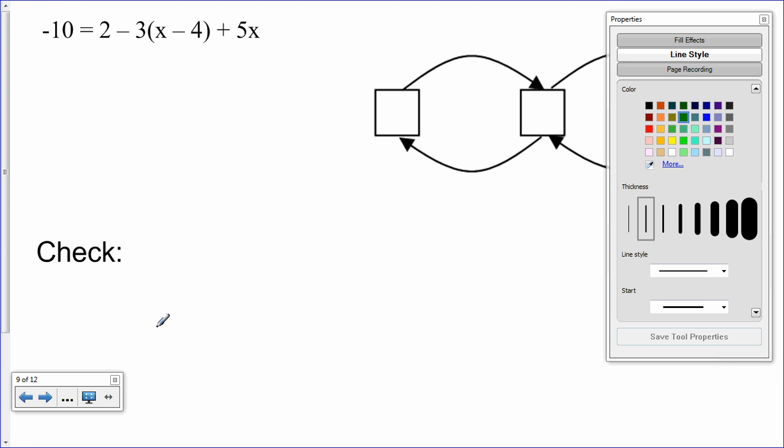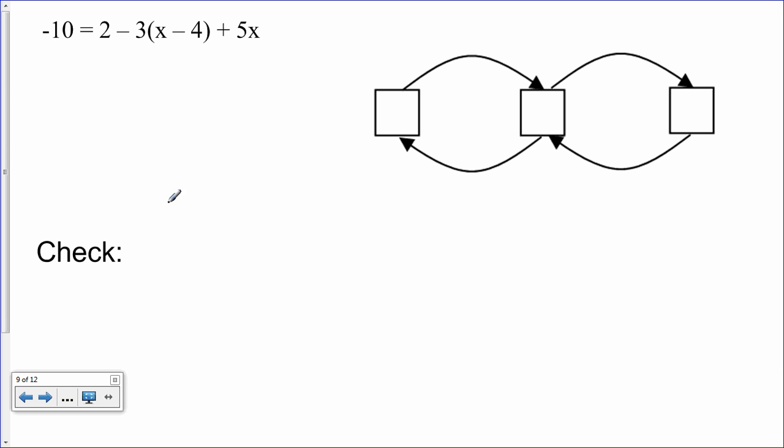Okay, Algebra 1 students, final example on this assignment. Negative 10 equals 2 minus 3 times the quantity x minus 4 plus 5x. First of all, I'd like to show you what some students do incorrectly, and I'll erase it. I'll go back and fix it. They say to themselves, oh, 2 minus 3, that's negative 1.